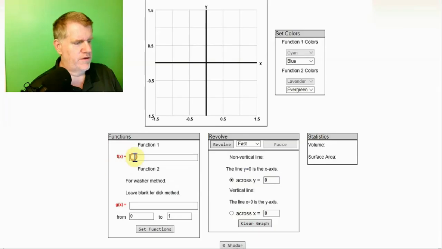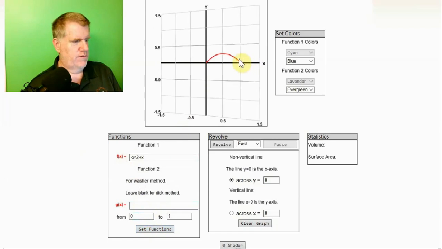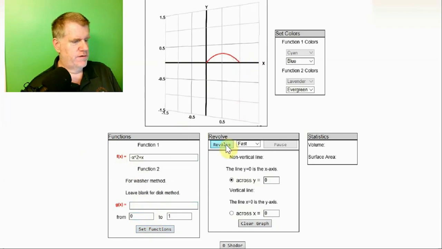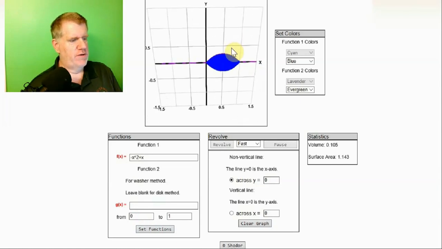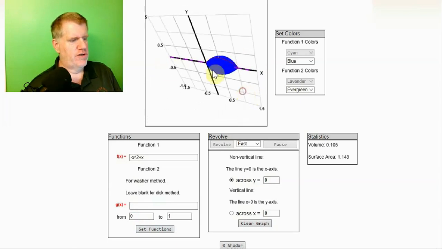All right, the next function I want to look at is negative x squared plus x, I'm sorry. And we're going to go from 0 to 1. What would this graph look like when it's revolved? Gives me the impression of a football. It's not quite as much more pointy than a football, but that would be your solid shape that you created.